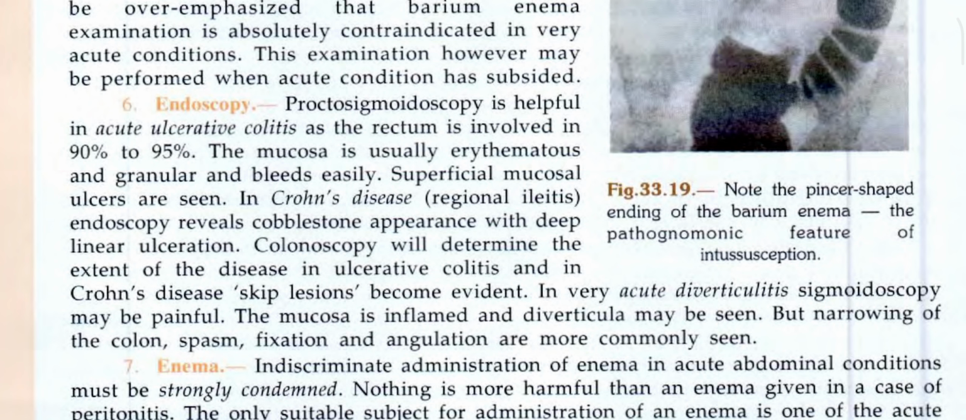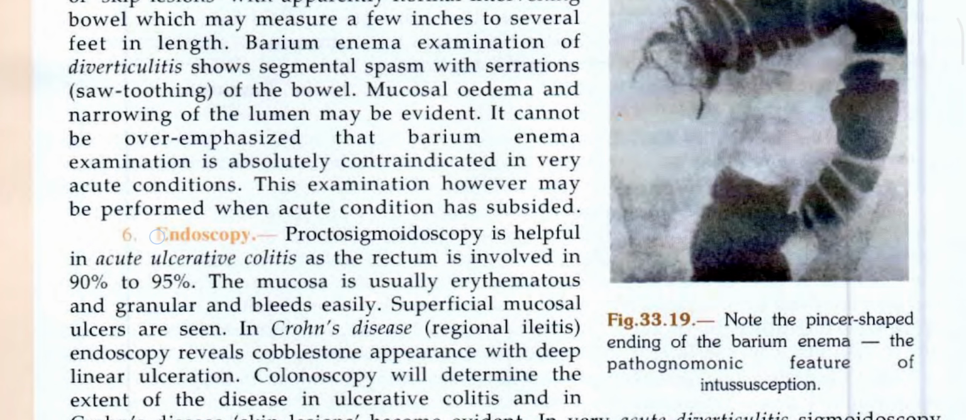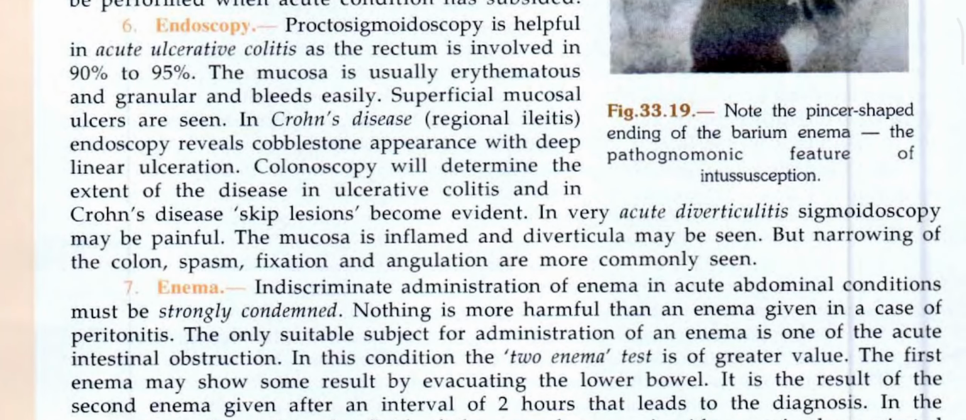In Crohn's disease, regional enteritis, endoscopy reveals a cobblestone appearance with deep linear ulcerations. Colonoscopy will determine the extent of the disease. In ulcerative colitis and in Crohn's disease, skip lesions become evident. In very acute diverticulitis, sigmoidoscopy may be painful. Mucosa is inflamed and diverticula may be seen, but narrowing of the colon, spasm, fixation, and angulation are more commonly seen. Note the pincer-shaped ending of the barium enema, the pathognomonic feature of intussusception.